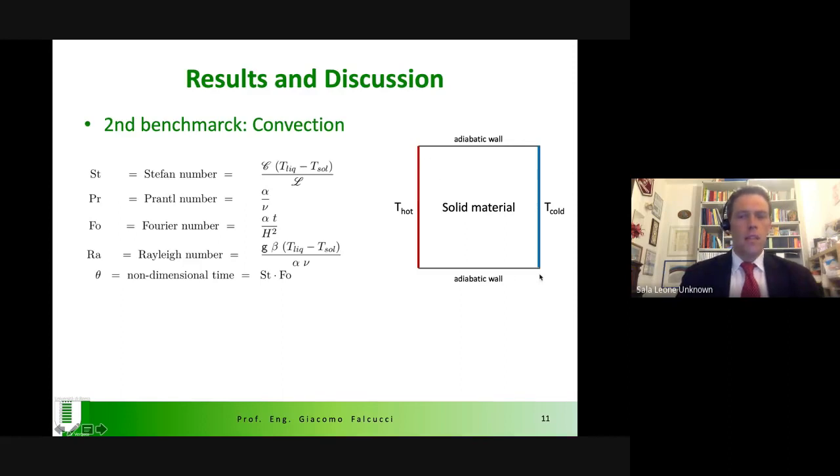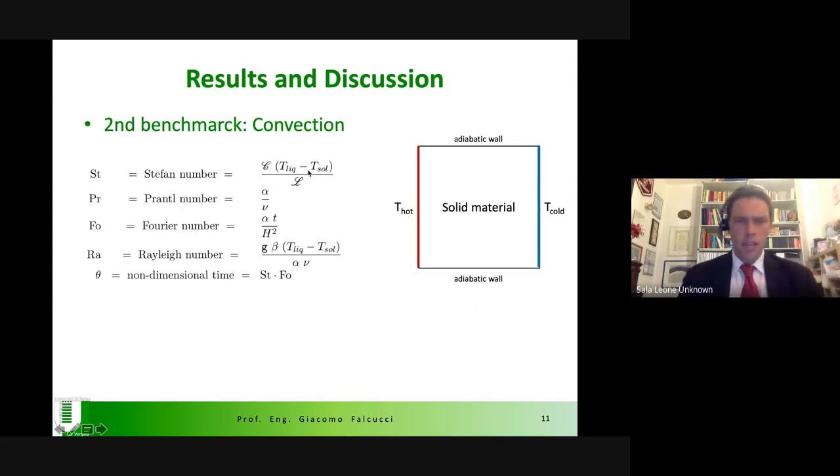We used, as standard in literature, a square cell entirely filled with solid material at T cold at the beginning. We have adiabatic walls up and down, and we usually impose the same T hot at one side of the square. The simulations are all 2D in these very basic presentations that I show you today.